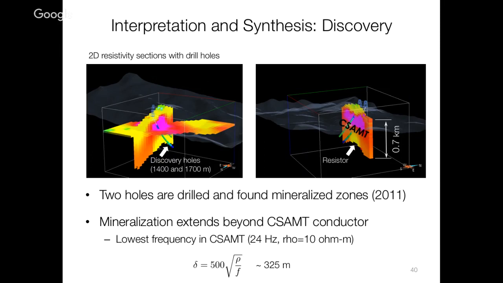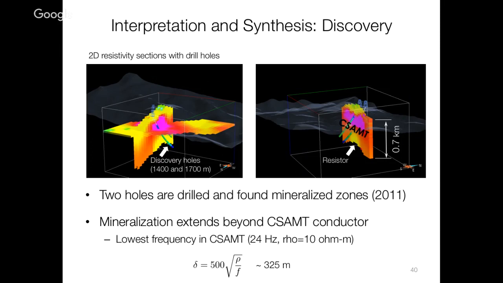So the hole was drilled through that conductor, and where you had the high conductivity, there was significant copper. The well here is color coded to copper values. The red is the result of the CSAMT, and this drill hole, which went through that conductive region, continued to go down. So it extended beyond, and there was significant copper down there.